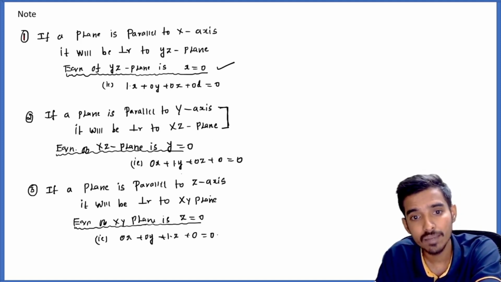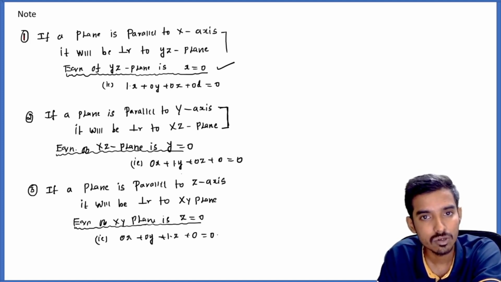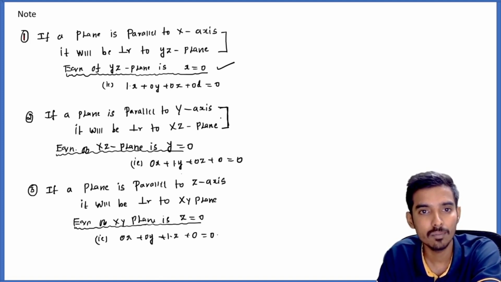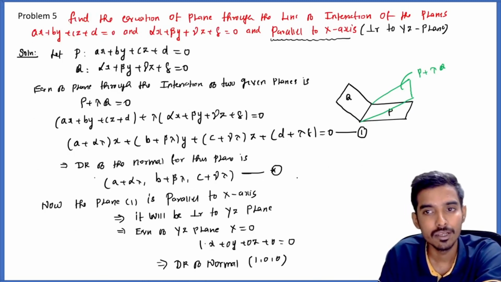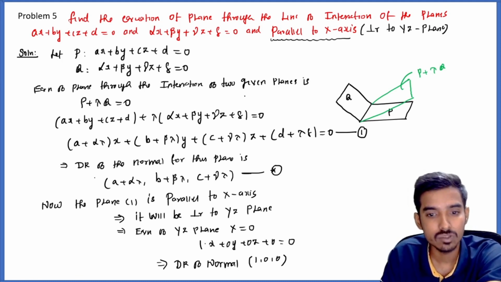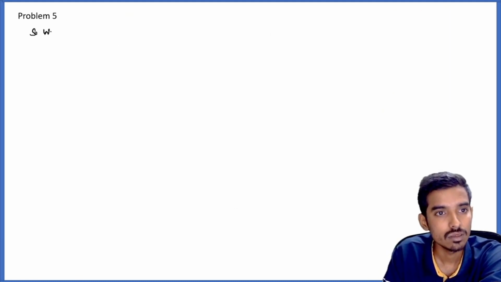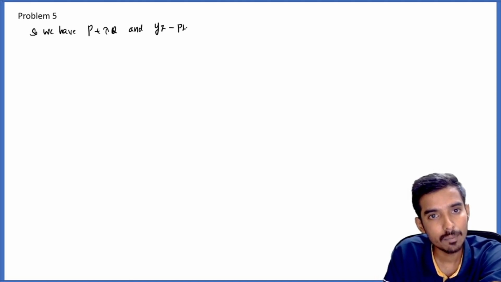Perpendicular to xy plane means parallel to z axis, right? So they will play around this. So remember this key note, very important. Parallel to x axis is same as perpendicular to yz plane. So that means p plus lambda q and yz plane are perpendicular.